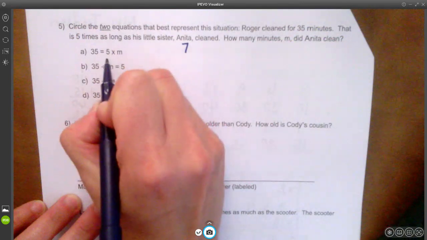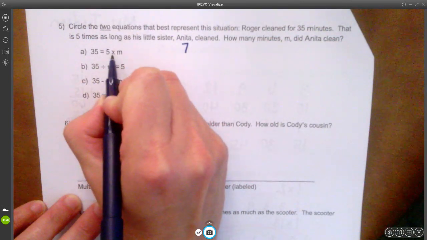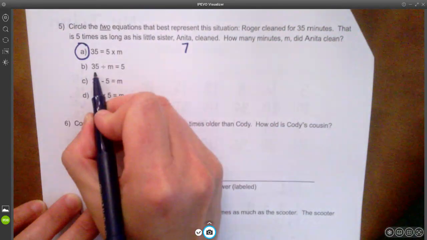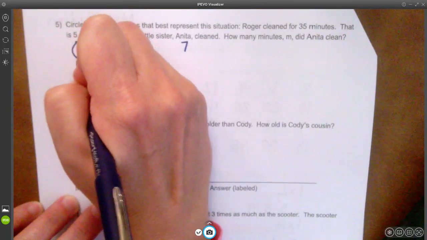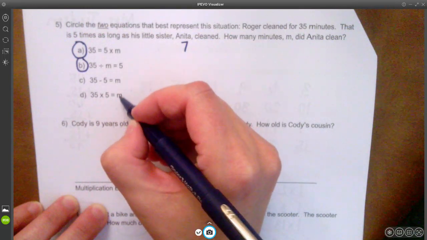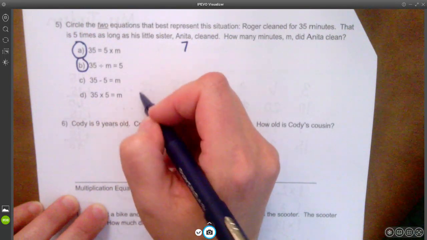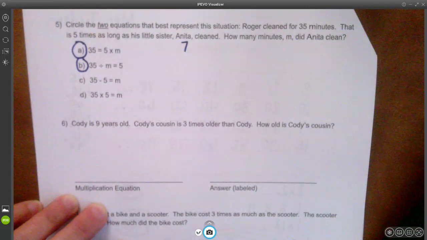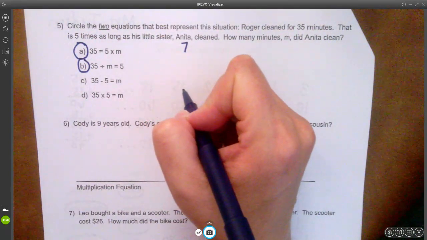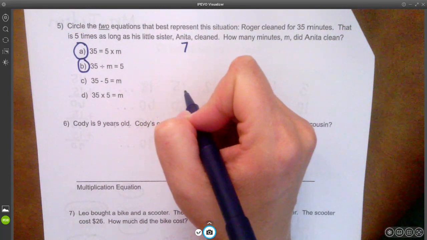All right, let's see. Let's look at letter A. Is 5 times 7 35? Yep. It's 35, yep, that one is 7. So M can be 7 in both of these, but M does not equal 7 in C and D. So it's got to be A and B because I know that 7 is the right answer and A and B will give me 7 as the answer for that variable.